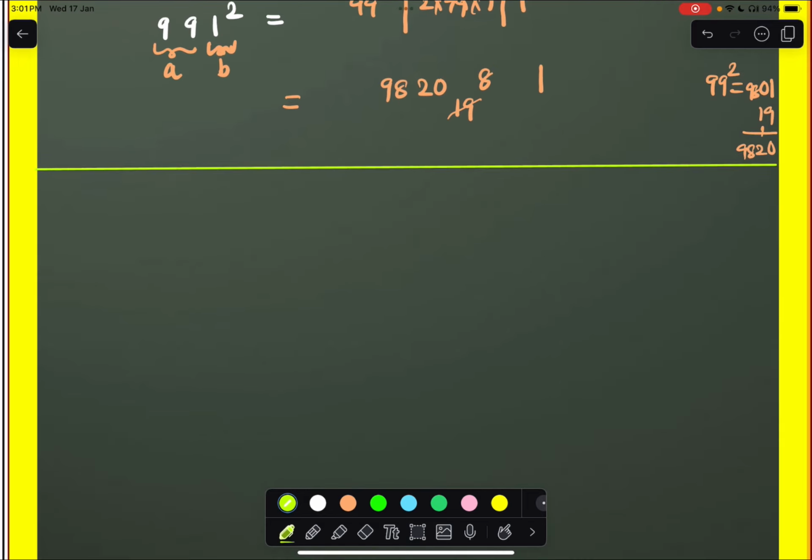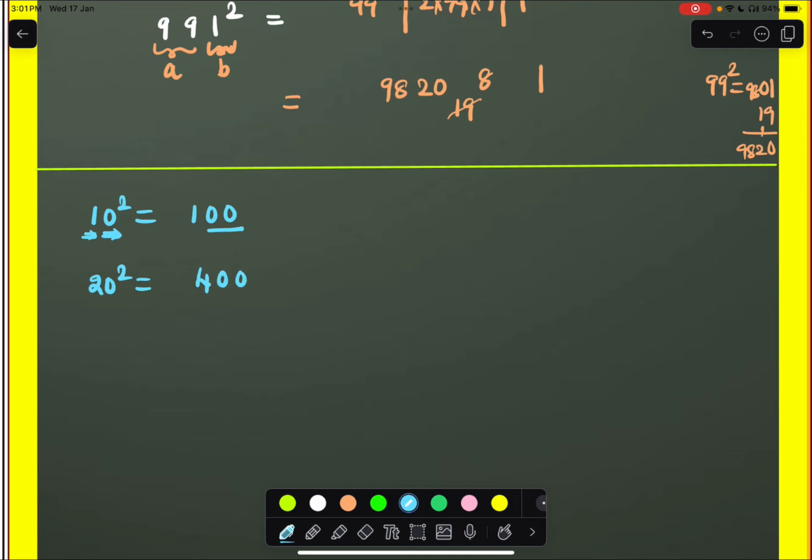We already learned in previous classes numbers ending with 0 and 1 also. Numbers ending with 0: 10 square we know, 10 into 10 is 100. It is in this format. If a number ends with 1 zero, its square ends with 2 zeros, and the leftmost part 1, 1 square equals 1. And 20 square, how much here? 20 into 20, 400 only.